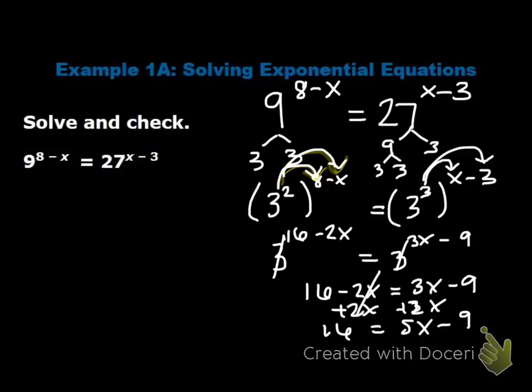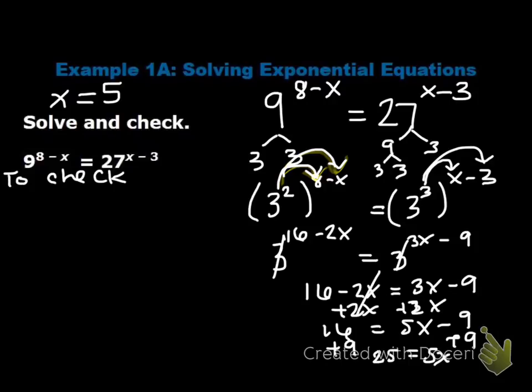How do I get rid of minus 9? We're going to add 9 to both sides. What's 16 plus 9? 25. So I have 25 equals 5x. How do I get x by itself? Divide by 5, and that tells me that my answer is x equals 5. So I couldn't squeeze the last step, but that's a one-step equation, and I know you guys know how to solve that. So how do I check my answer?